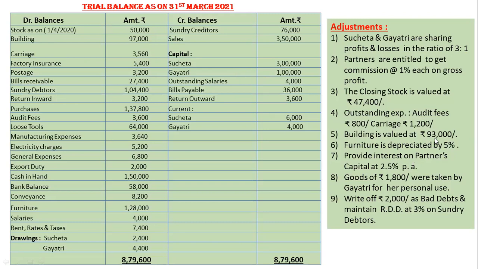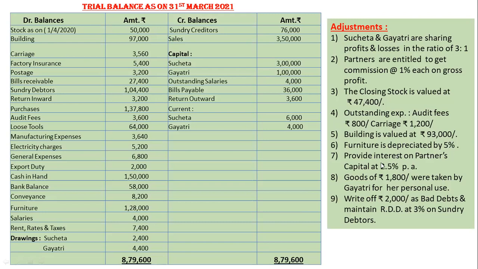Sixth adjustment: furniture is depreciated by 5%. Number it as adjustment number 6. The first effect is to be shown in the profit and loss account, and the second effect is a deduction from furniture in the balance sheet asset side.